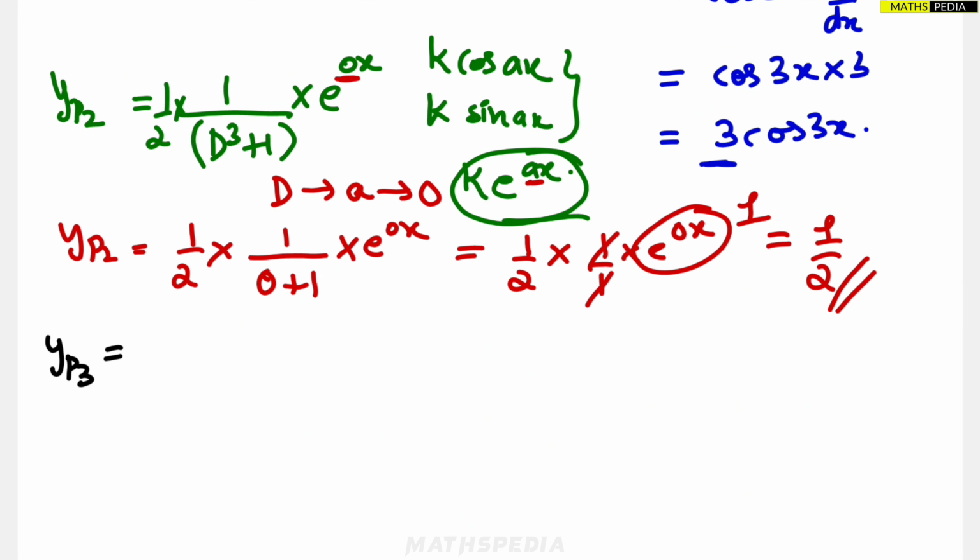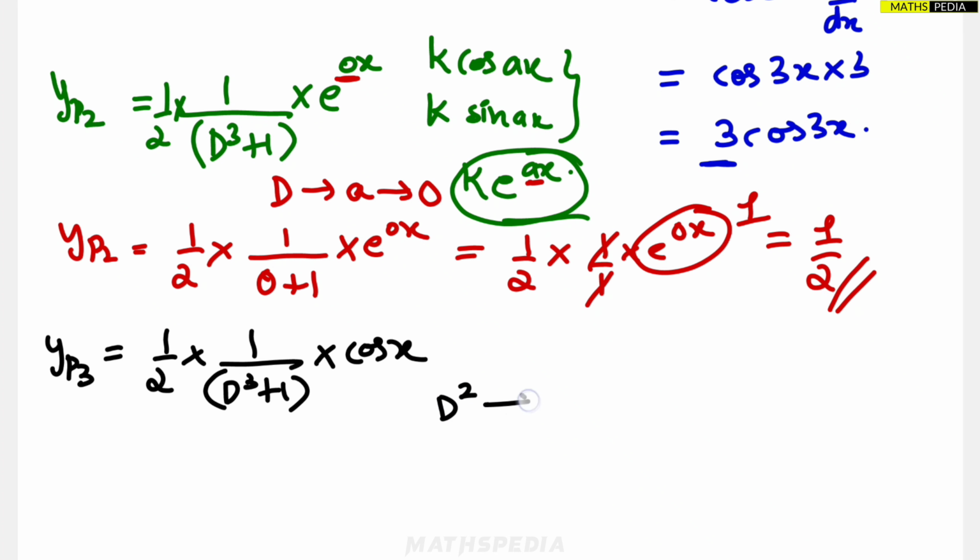Okay, this is yp2, very simple. So yp3 is equal to what? 1 by 2 into 1 by d cube plus 1, right, into cos x we had. Now here also same thing we have to do. D square value we have to substitute as what? Here a value is what? A value is 1. Okay, so cos ax, right? So minus a square you have to substitute. So a value is 1, minus 1 square. Minus 1 square is minus 1, because minus 1 into 1, minus 1. So in place of d square you have to substitute.